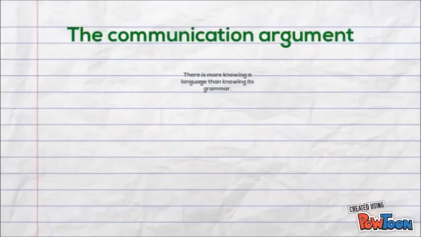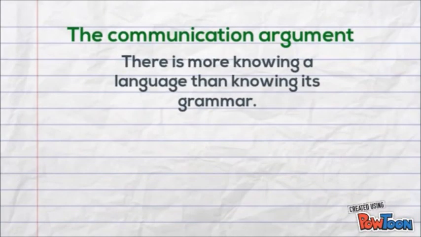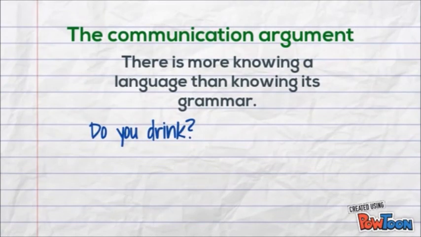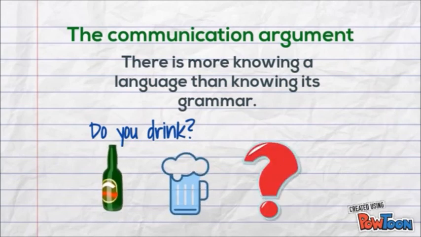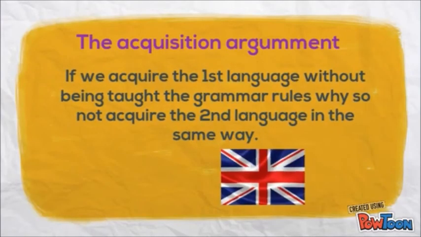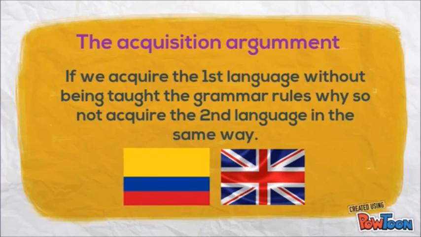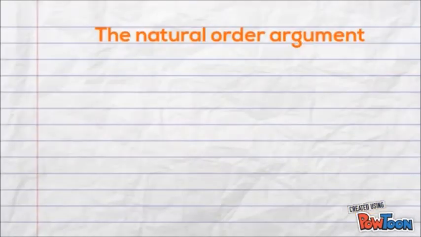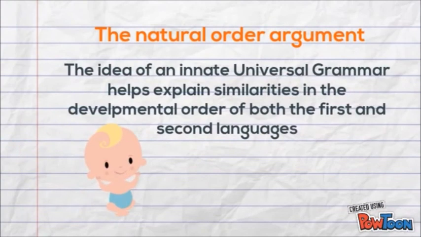Our next argument is the communication. Let's look at the question. Do you drink? It can be, for example, to invite someone to drink a beer, or it can be just a simple present question. The third argument against is the acquisition. If we acquire the first language without being taught the grammar rules, why not acquire the second language in the same way? Another argument against is the natural order.